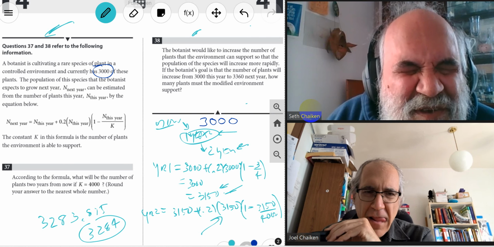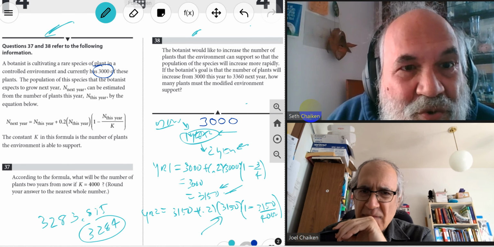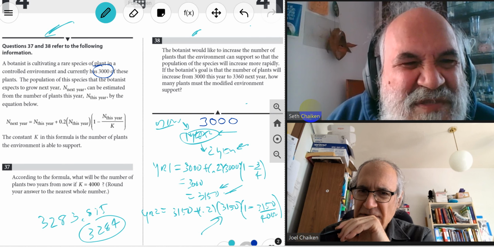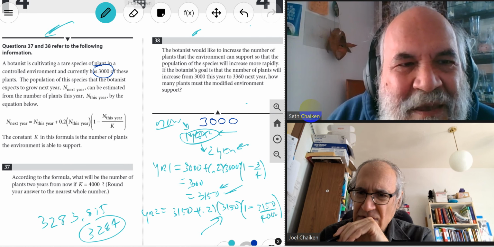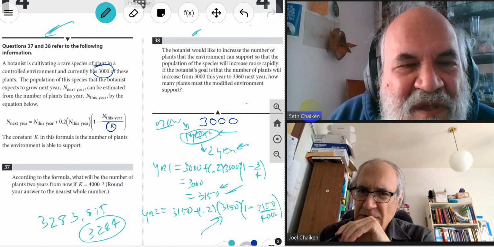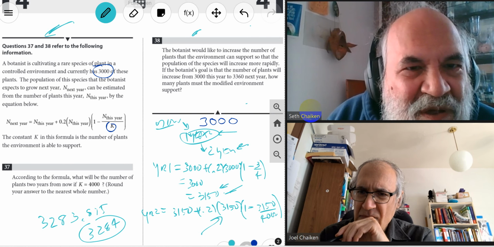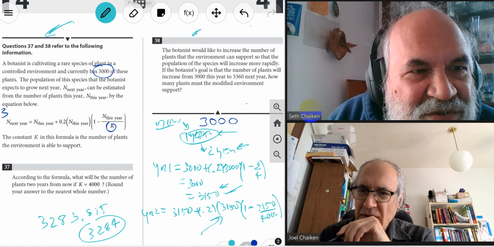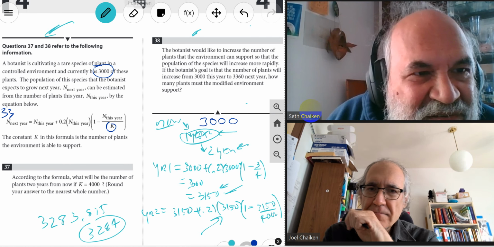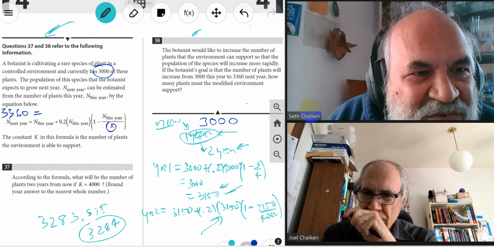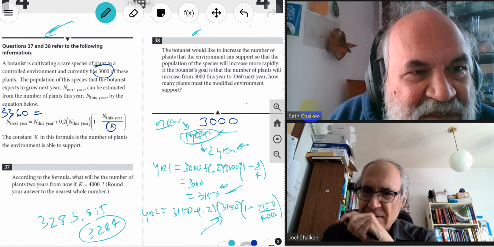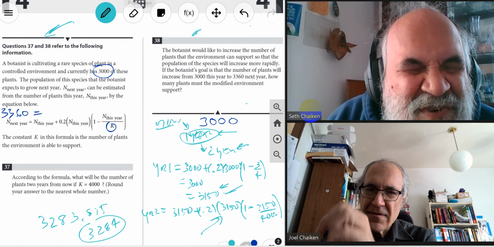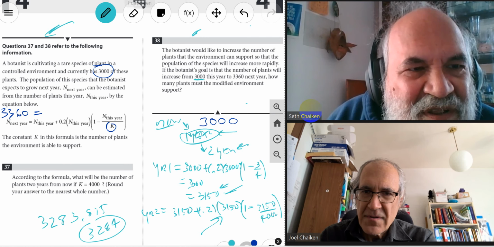Well, no, I think the deal here is you want the value of K. You want to solve for K such that the goal of next year, 3360, equals what we have this year. 3,000. This year is the original number. The starting number is 3,000.